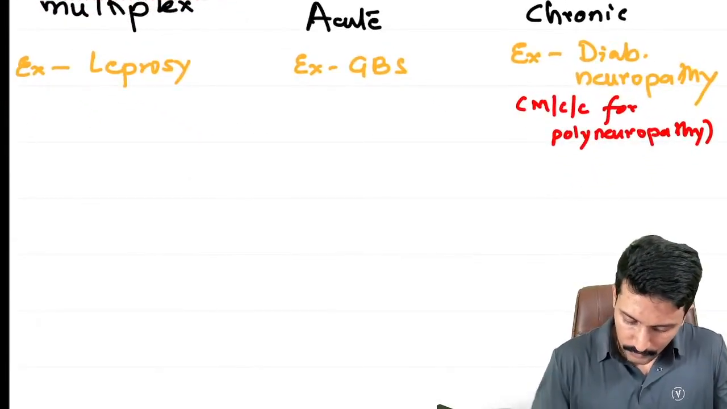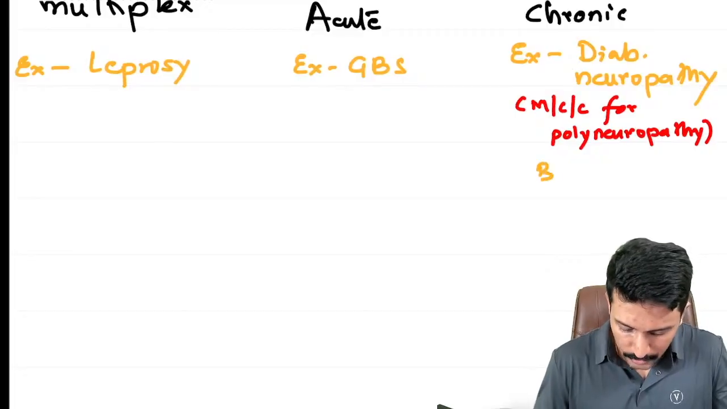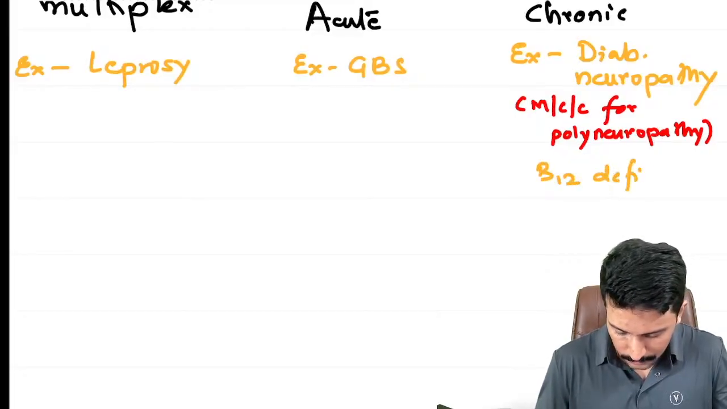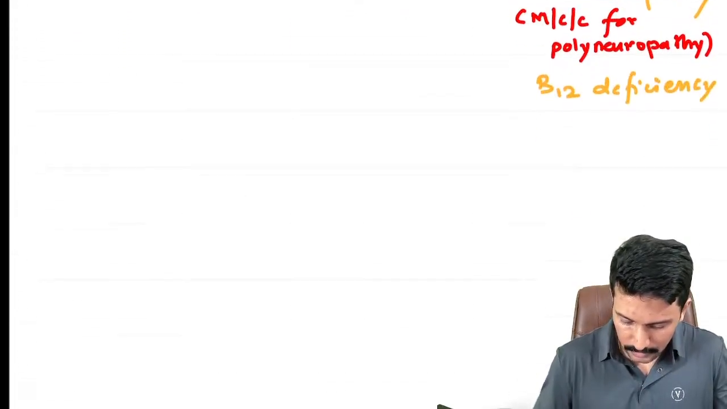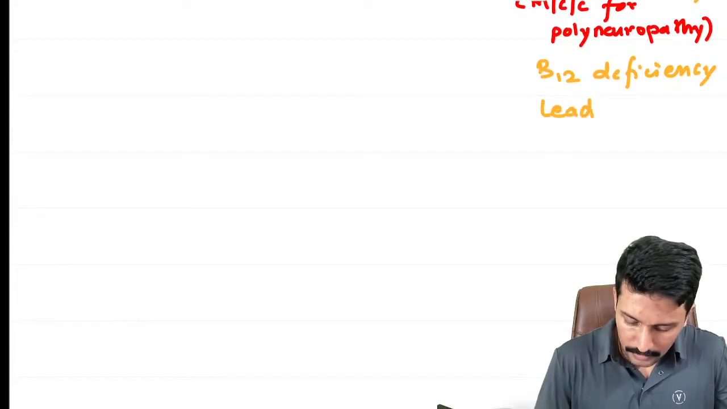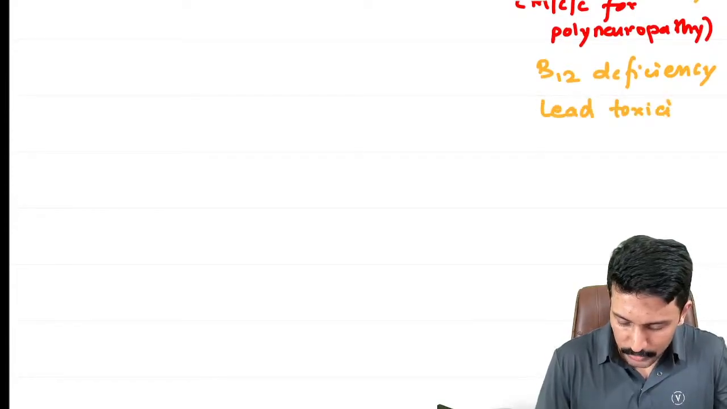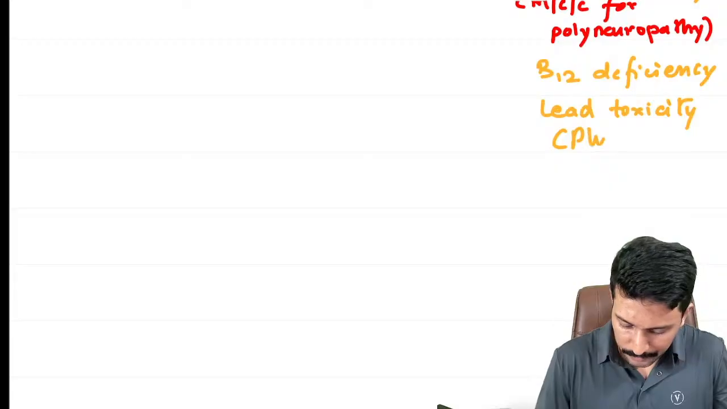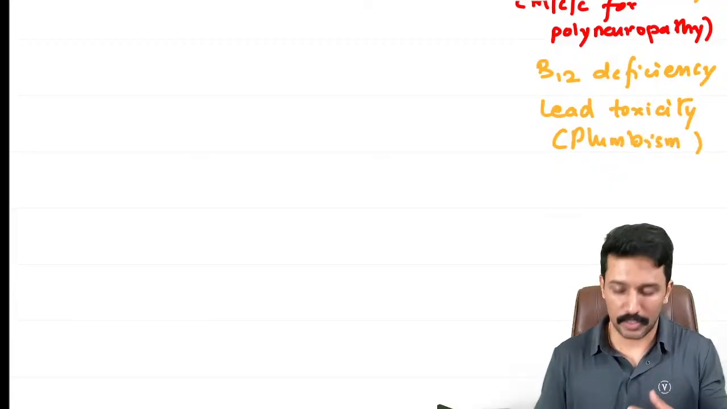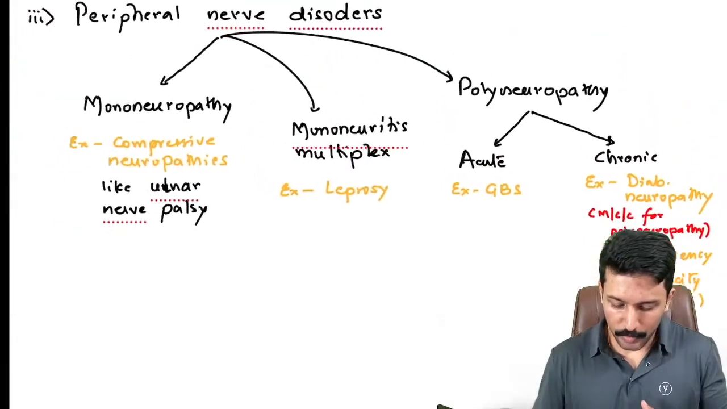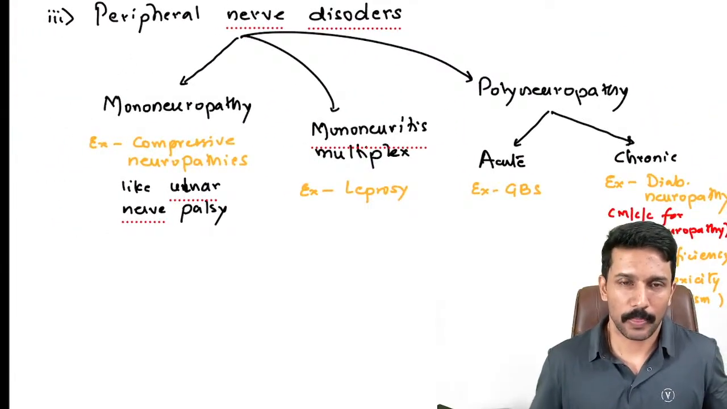Then another example we can quote is B12 deficiency. Then lead toxicity, which is also called plumbism. We can also call it lead neuropathy. So these are all common causes for polyneuropathy.